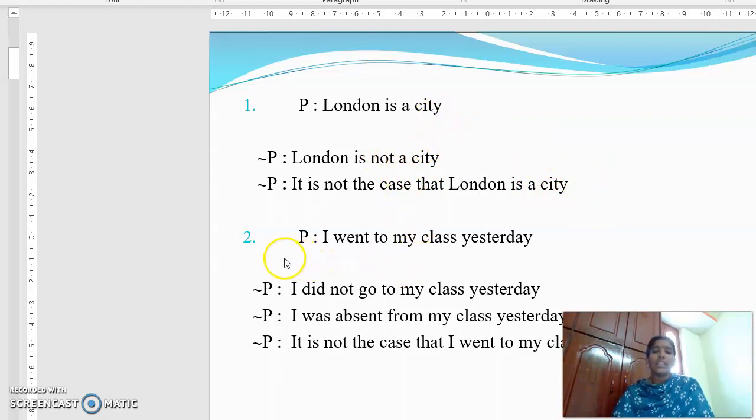The second statement is also denoted by P only: "I went to my class yesterday." The negation of P is "I did not go to my class yesterday," or "I was absent from my class yesterday," or "It is not the case that I went to my class yesterday." It's your choice; there are any number of ways to apply the not to the given statement.